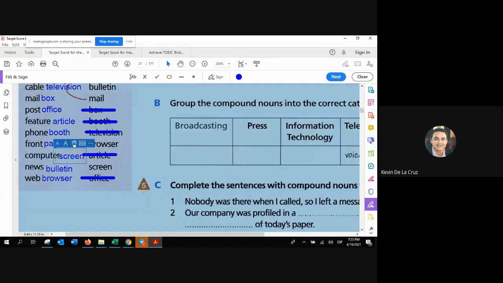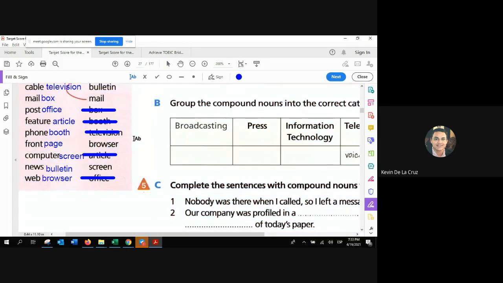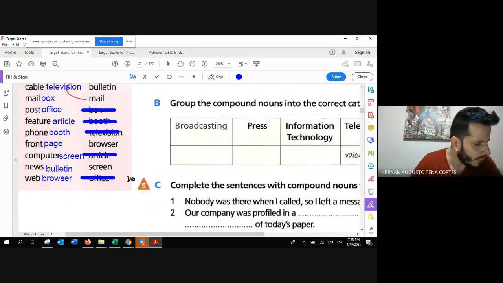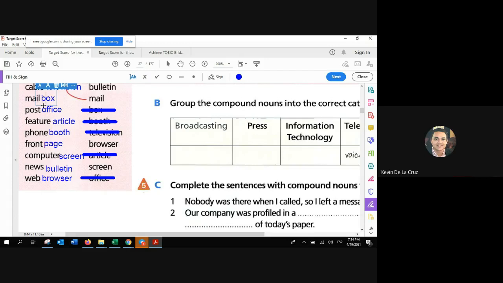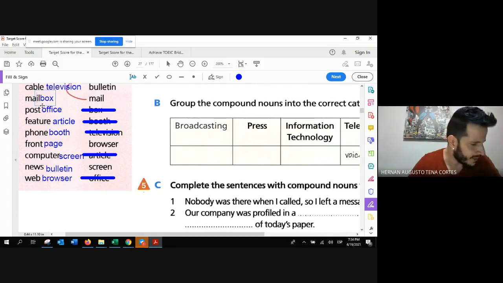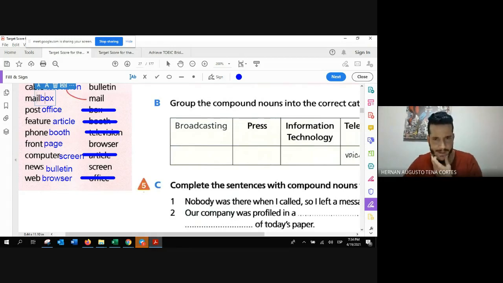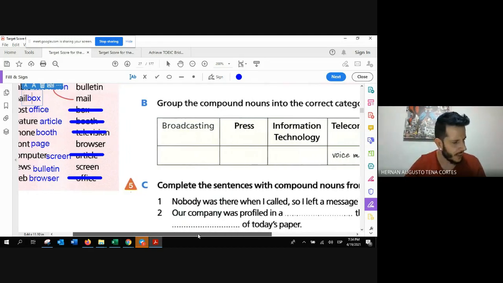Teacher, ¿gramaticalmente van unidas o...? No van unidas. Digamos que la única que puede ir unida es esta de mailbox. Mailbox, yes. Todas las demás simplemente se combinan. Okay. All right.